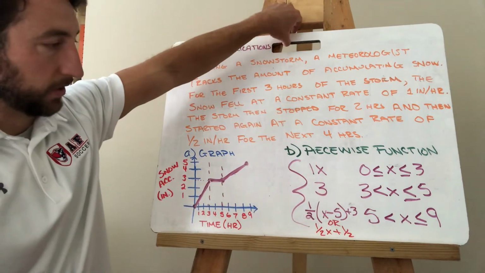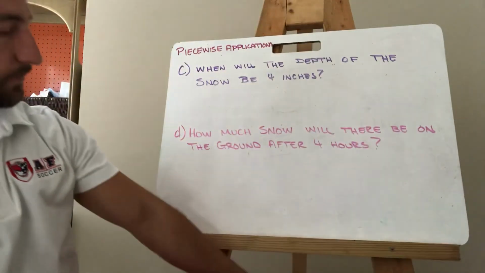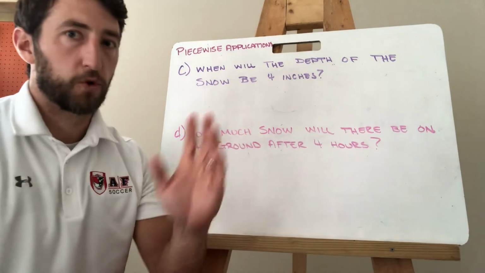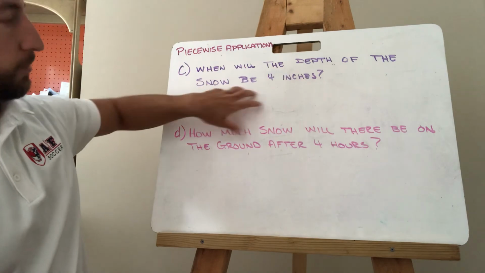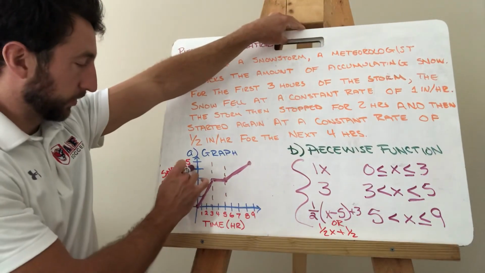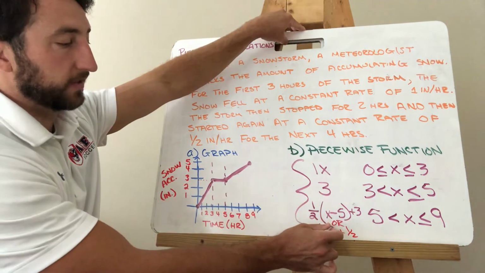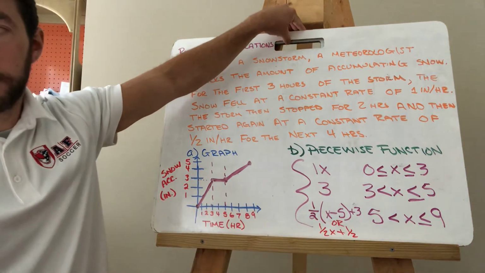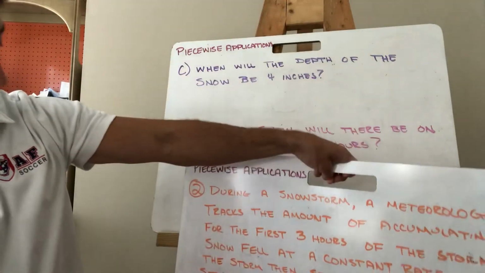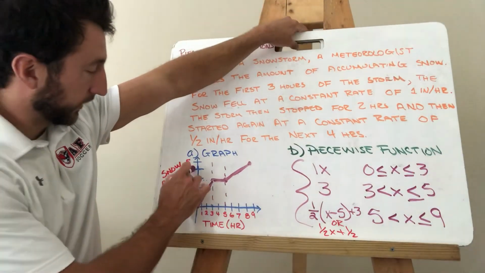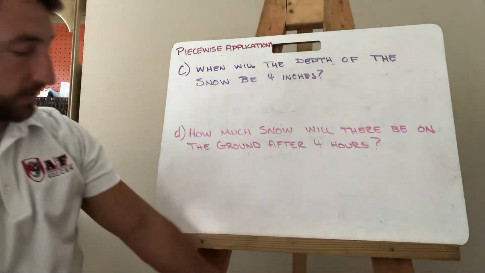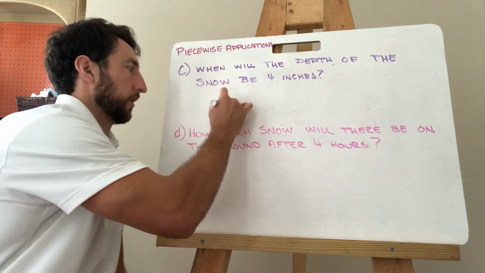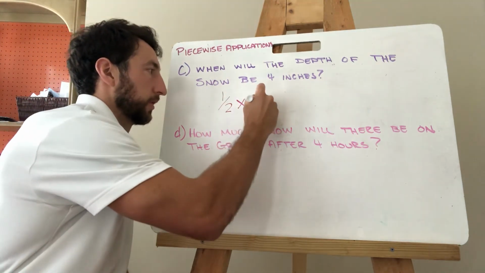So now let's answer our questions that we have for this. You can either use the graph or the piecewise function for this. But it says, when will the depth of the snow be 4 inches? So that's telling us that our y is 4. If I did the graph, if I go over here to 4, I go out here, I'll go to 7. Or we can think about it as that 1/2. I'm just going to use the simplified version.